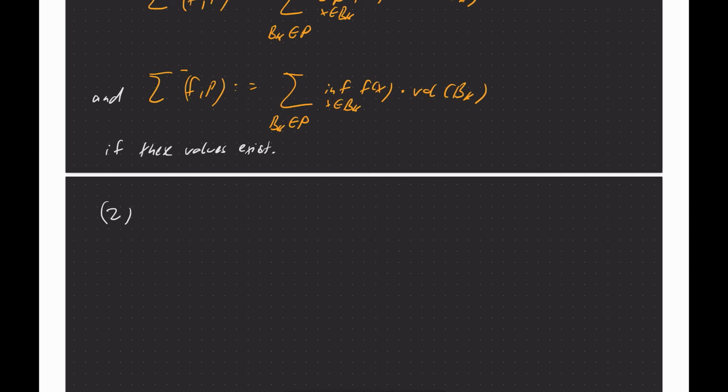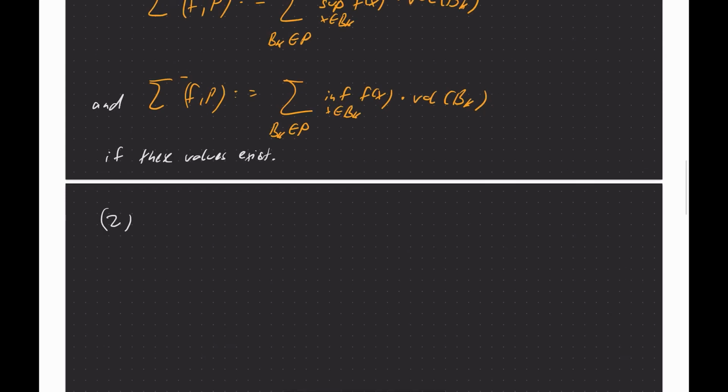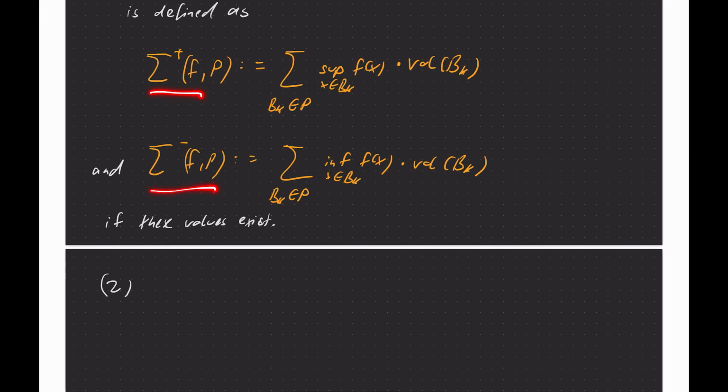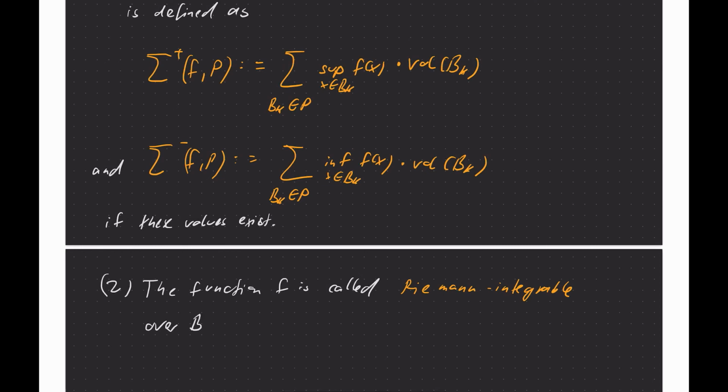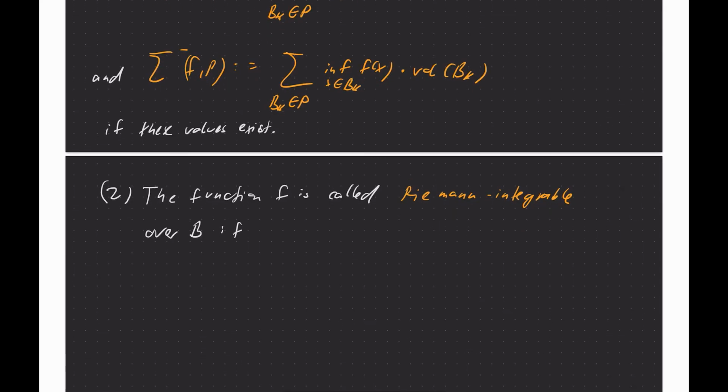Okay, and then we call a function Riemann integrable over the box B if those two values here, the upper and the lower Riemann sum, if those converge to the same value, if we make the partition of the box B finer and finer, smaller and smaller. Okay, so the function f is called Riemann integrable over B if, well, what happens here is if we make that partition smaller and smaller, then we would expect the lower bound to go up and the upper bound to go down until they both meet.